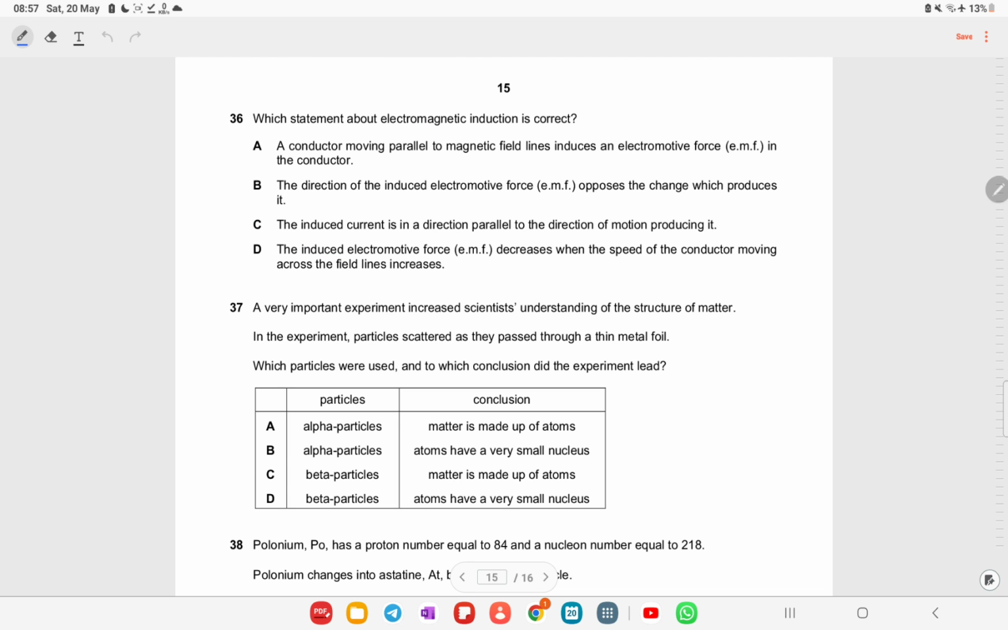Which statement about electromagnetic induction is correct? A conductor moving parallel to magnetic field lines induces an electromotive force in the conductor. The direction of the induced electromotive force opposes the change which produces it. This is the one. The induced current being in the direction parallel to the motion is not the right thing. The induced electromotive force decreases when the speed of the conductor moving across the field increases. So obviously this is going to be the right answer for question number 36.